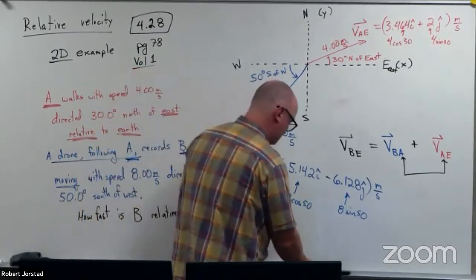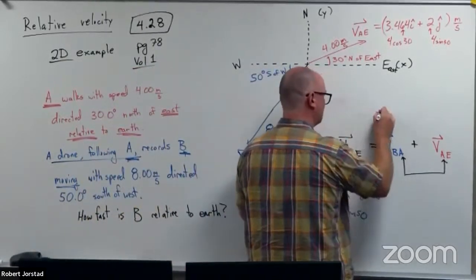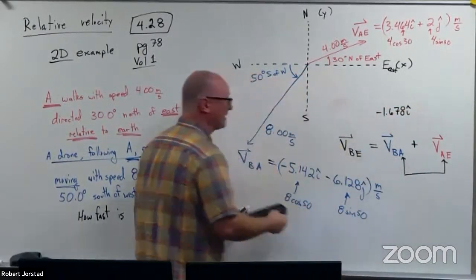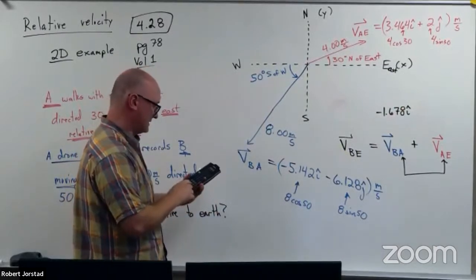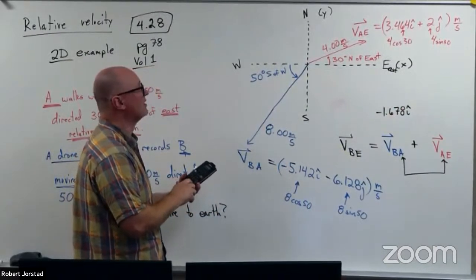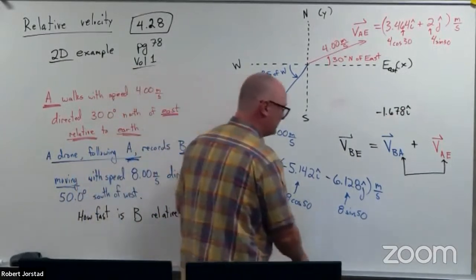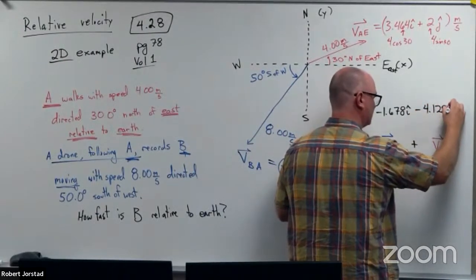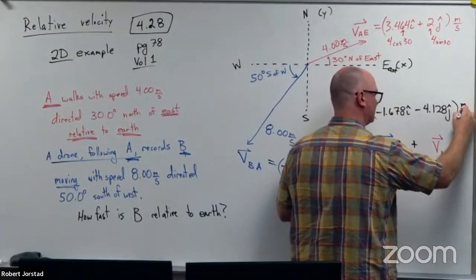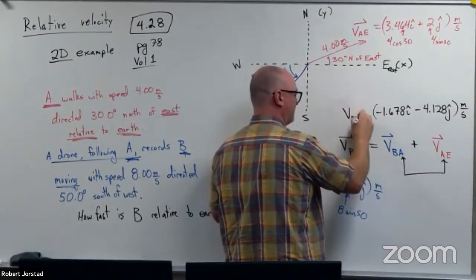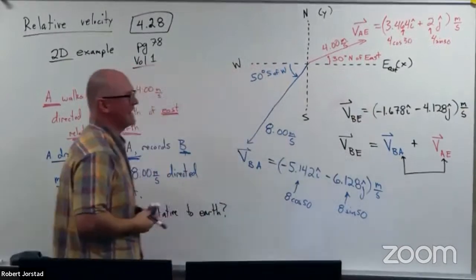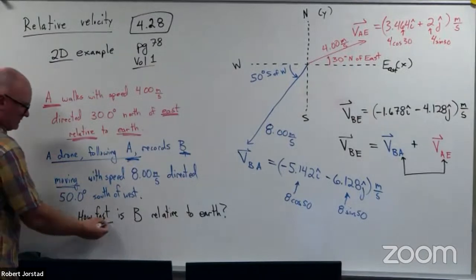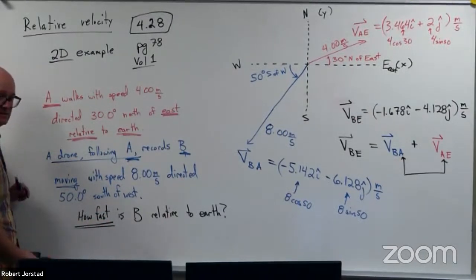I got negative 1.678 for the I hat. Maybe I should keep extra digits, but I don't care anymore. All right, and then let's see, negative 6.128 plus 2, well, that's easy. So that gives me the I hat and J hat components. Is that what I asked for in the original question? How fast means speed.